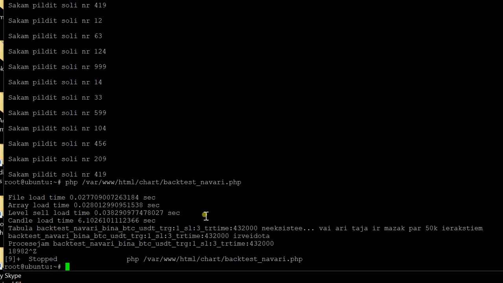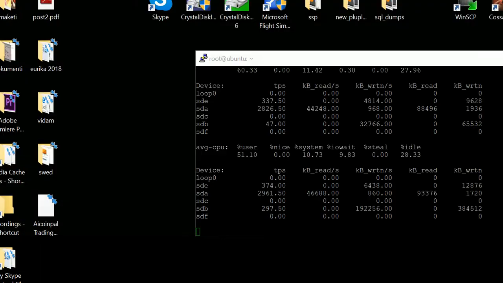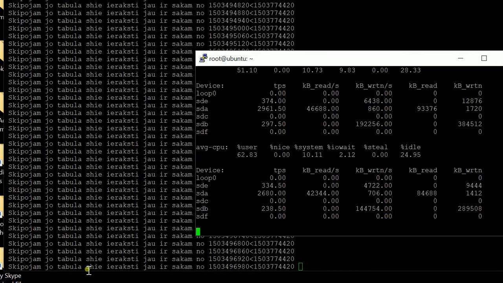So in the previous video we were testing a script, the same script, and now I'll be testing the same script on the SSD drive, and let's see how the load plays out. It takes a bit of time for the script to start. Okay, it's showing us that there's already something inside the database, and here are the numbers.